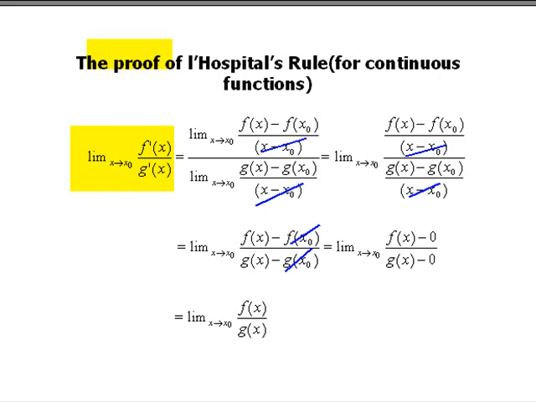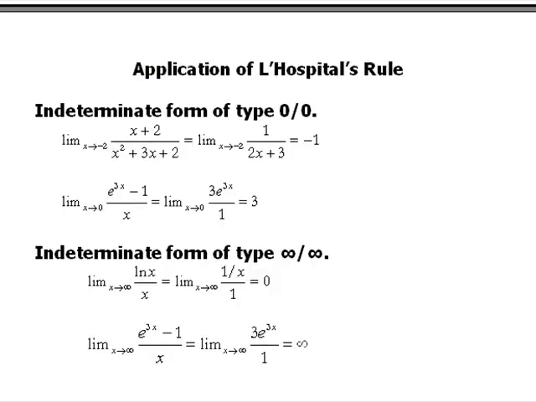So in the proof of L'Hopital's rule, you don't start with the limit of the f over g and proceed to the limit of f prime over g prime. Instead, you start with the limit of f prime over g prime and go the other direction and end up with the limit of f over g. Very important, and you will use this in the future.